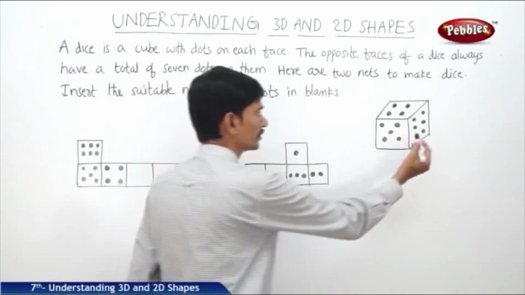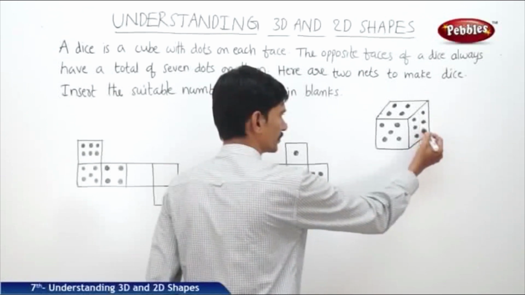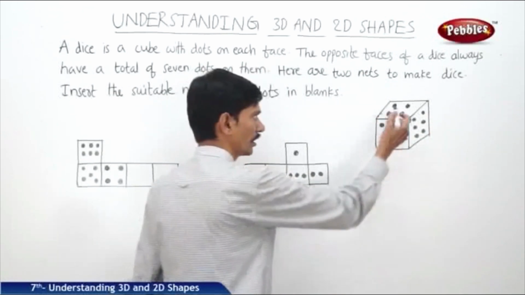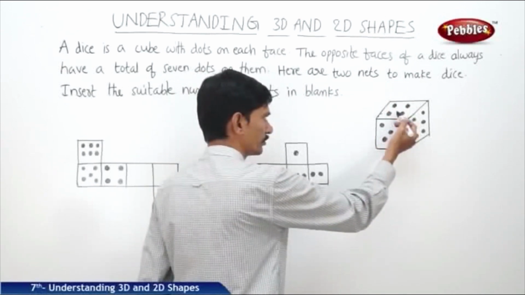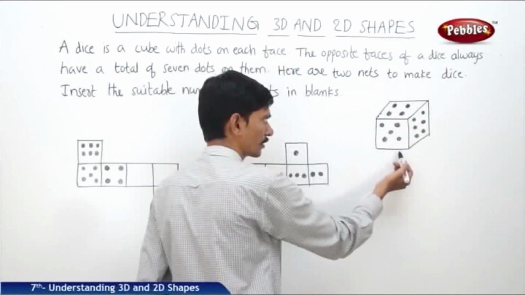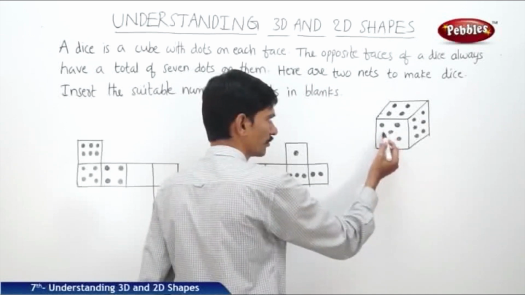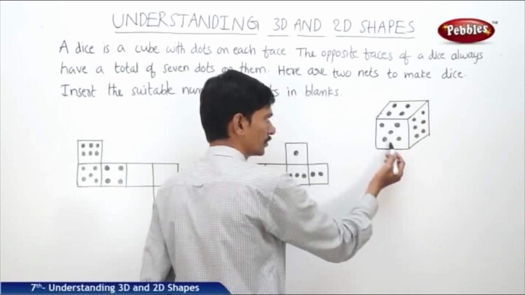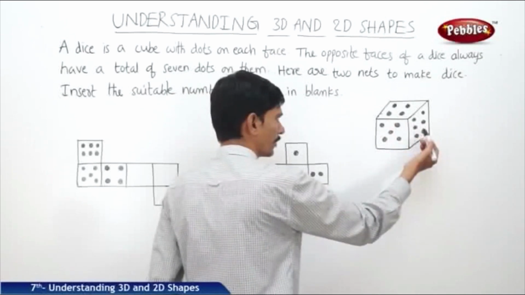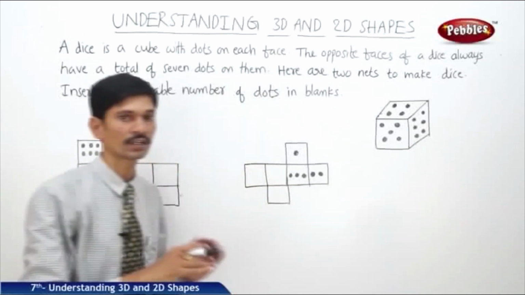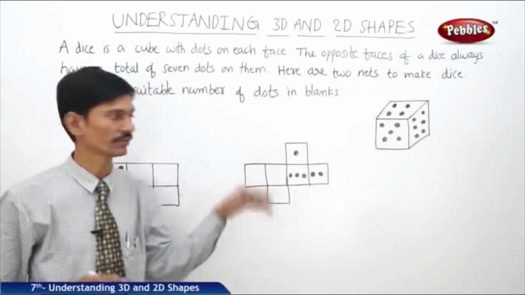So here, this right side face has 6 dots, meaning its opposite face will have only 1 dot, and here it has 4 dots, so its opposite face, the bottom face, has 3 dots on it, and this front face has 5 dots, so then the opposite back face will have 2 dots on it. So the sum of the dots on the opposite faces must be 7.